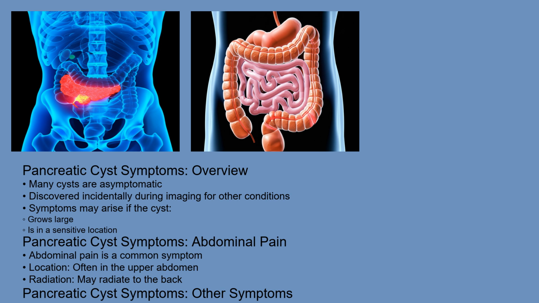Many pancreatic cysts are asymptomatic, meaning they cause no noticeable symptoms. These are often discovered incidentally during imaging for other reasons. However, if a cyst grows large or is located in a sensitive area, symptoms can arise. These may include abdominal pain, often in the upper abdomen, that can radiate to the back. Other symptoms can be nausea, vomiting, loss of appetite, weight loss, and, in some cases, jaundice if the cyst blocks the bile duct. Rarely, if a cyst becomes infected, it can cause fever and chills.